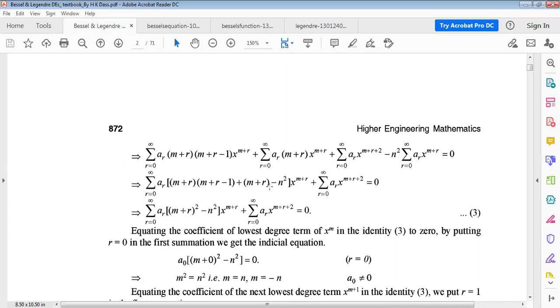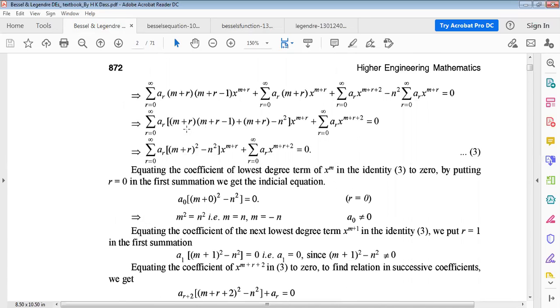So this whole term we can take common because x to the power m plus r is the same here. Taking common, we get x to the power m plus r, and this is the constant a_r x to the power m plus r plus 2. After taking common, m plus r will be (m + r)² minus n², from within the third bracket. We get this. Now equating the coefficient of the lowest degree term of x to the power m in the identity to 0, by putting r equals 0 in the first summation, we get the indicial equation.